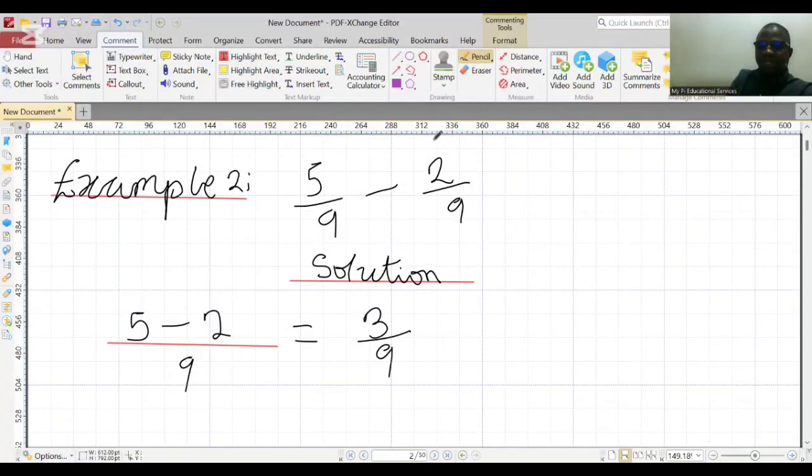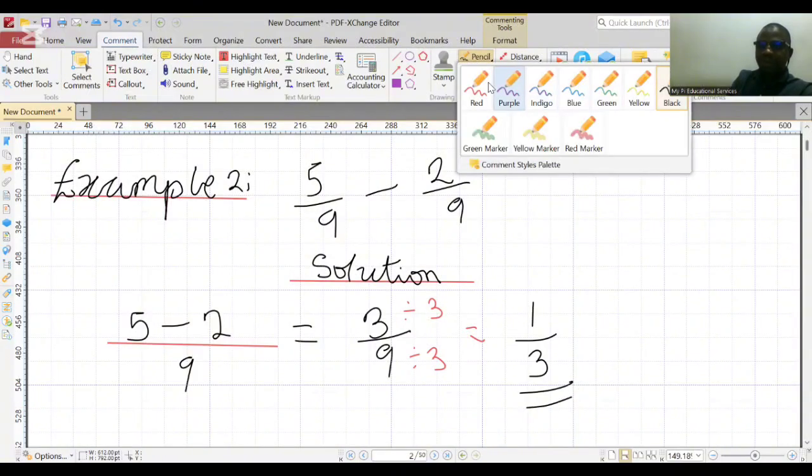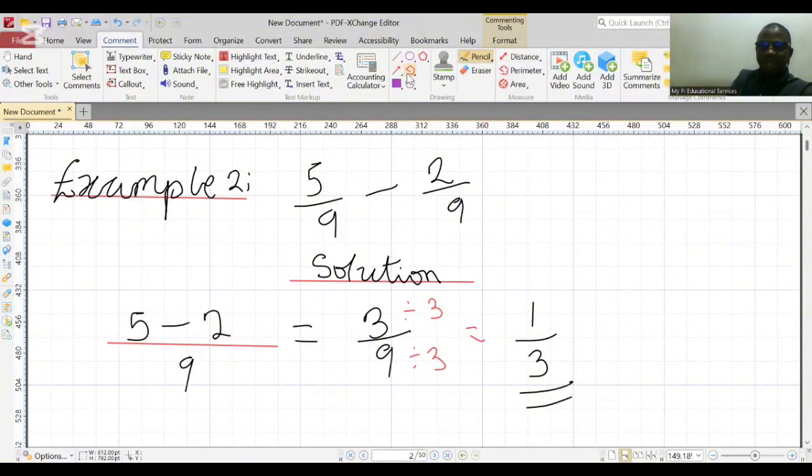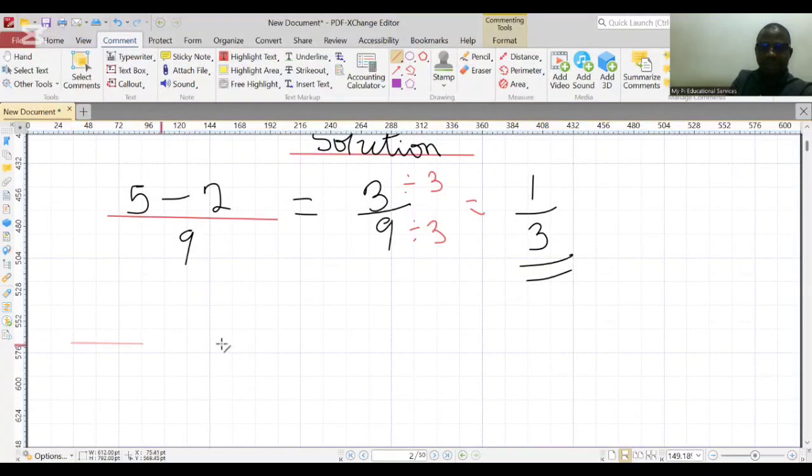Now this fraction can be simplified to the simplest form, by dividing both the numerator and denominator by 3. So here we have 3 divided by 3, that will give you 1, and 9 divided by 3 will give you 3. So our final answer will be 1 out of 3. Let's take a look at another example here. That's example 3.